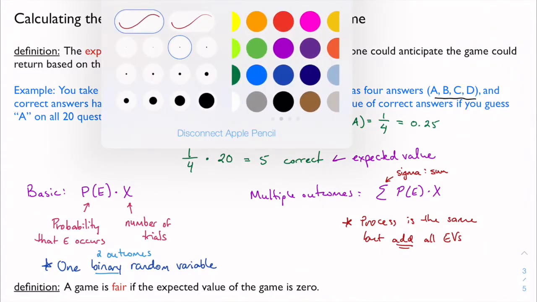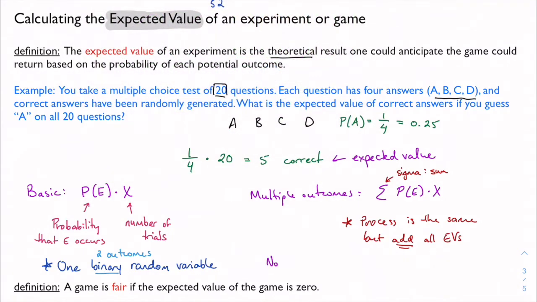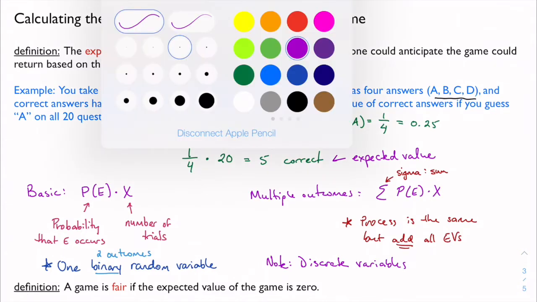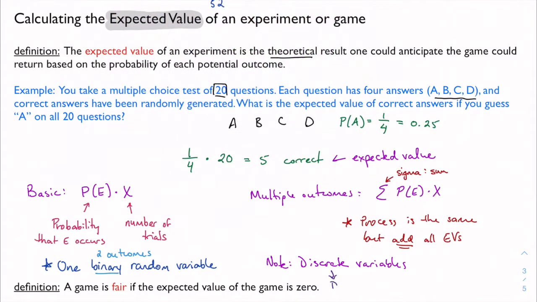We should note that these are for what we call discrete random variables, and that just means that they are distinct, right? There are very clearly defined distinct probabilities for each one, right? Distinct outcomes. I can definitely get it right or I can definitely get it wrong. There's no weird wishy-washy gray area. So that's kind of expected value at its core.